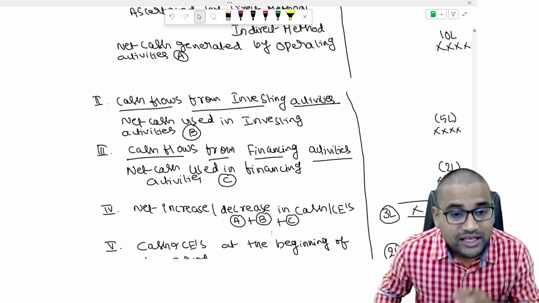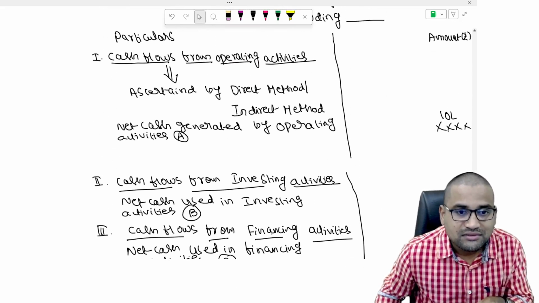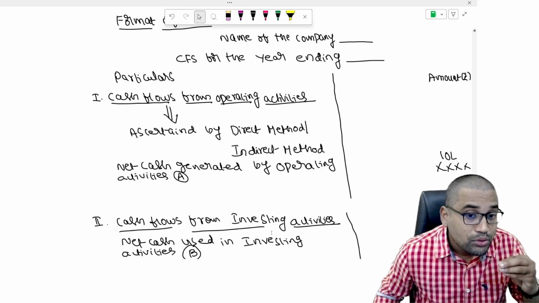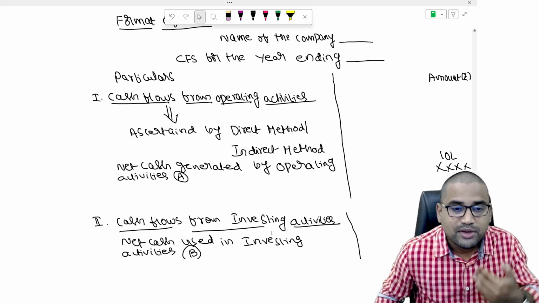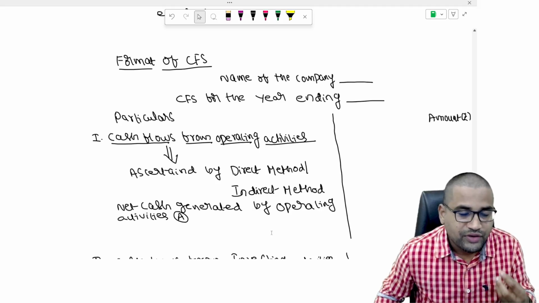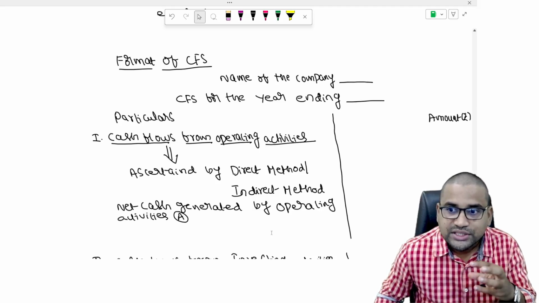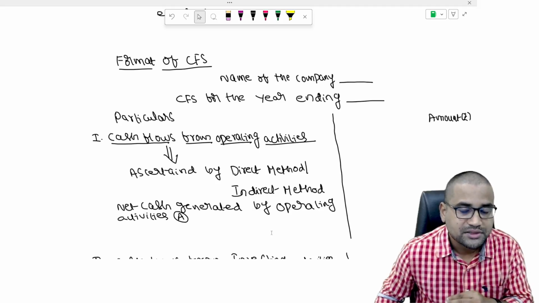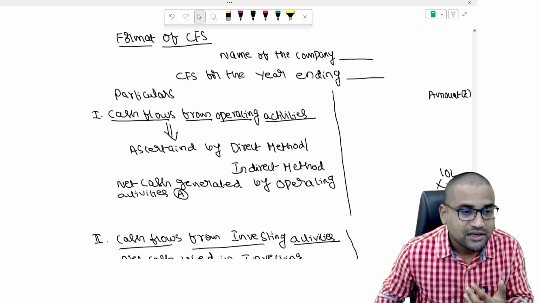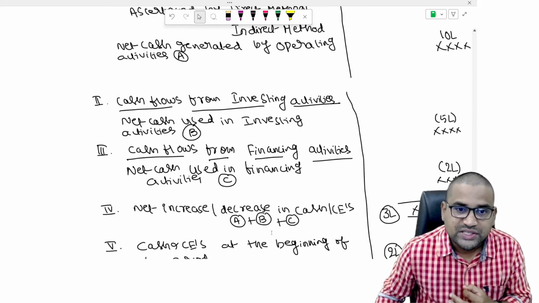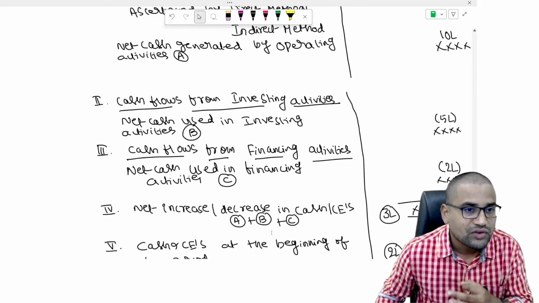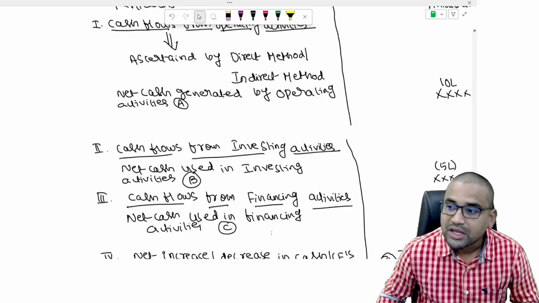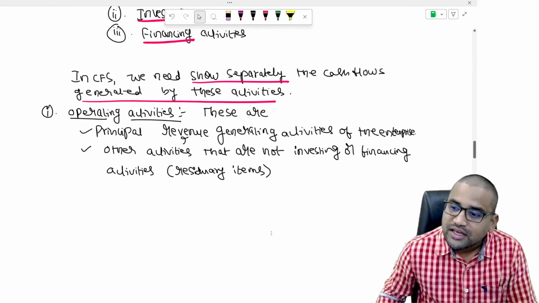Now see here, what is major? Classification. You should be able to understand how these items will be classified. First, cash flow from operating activities: which items come under operating activities? Next, cash flow from investing activities. Which inflows and outflows are considered in investing activities, and which in financing activities? That classification is very, very important.